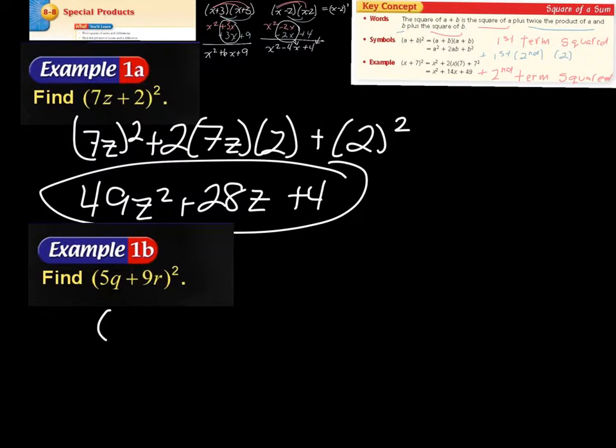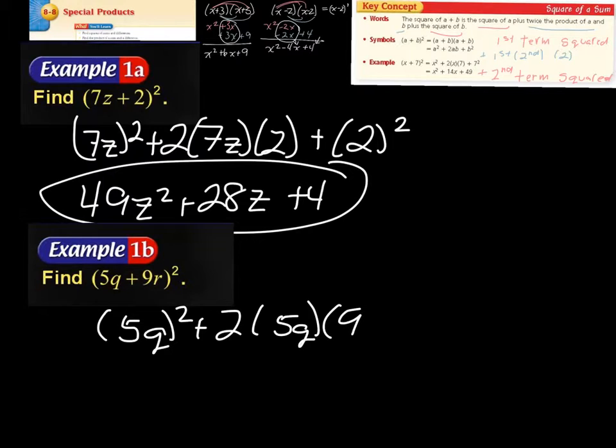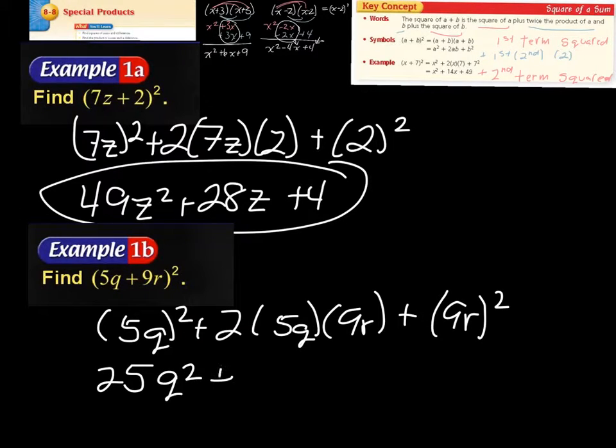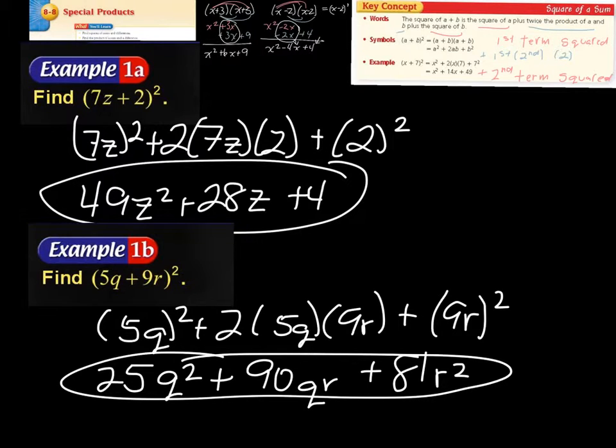Same pattern, first term squared, plus 2 times first times second, plus second term squared. So we have 25q squared plus, 10 times 9, that's nice, 90qr, I almost lost my q, plus 81r squared. And that's all she wrote.